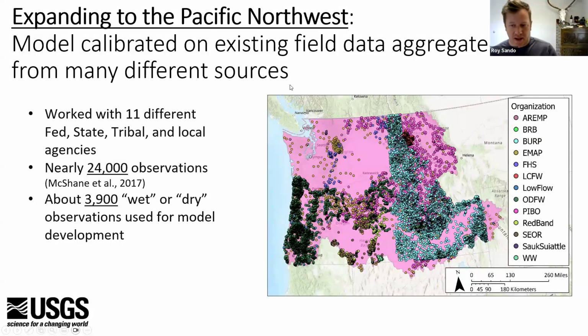So expanding on this, the next step was to take what we did in the Lower Clark Fork and expand it to the Pacific Northwest. Obviously, this is a phenomenon that occurs beyond just the Lower Clark Fork, and a lot of agencies and groups wanted to get a handle on where streams are dry and where streams are flowing in a given year. So we expanded this effort, and this became what we call our Probability of Streamflow Permanence project, or the PROSPER project.